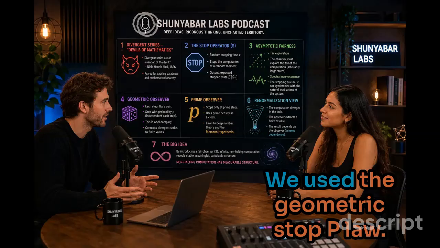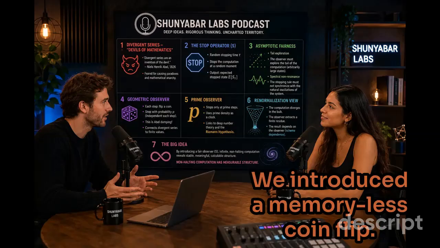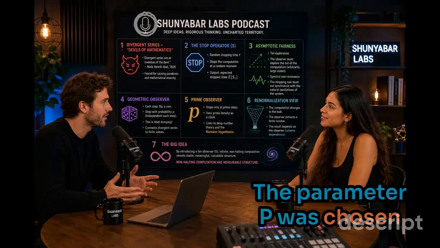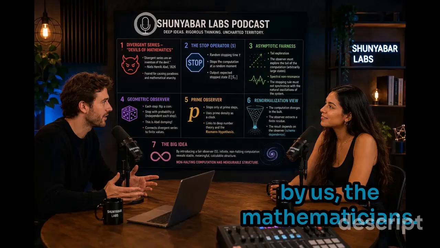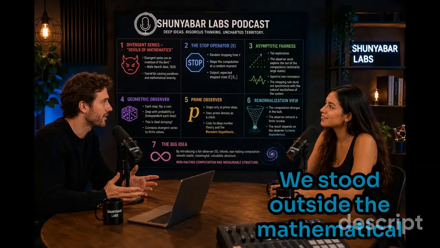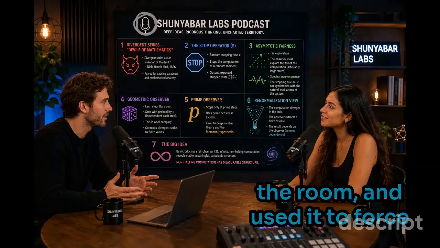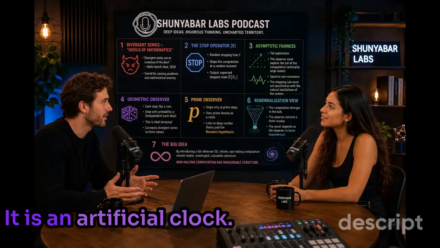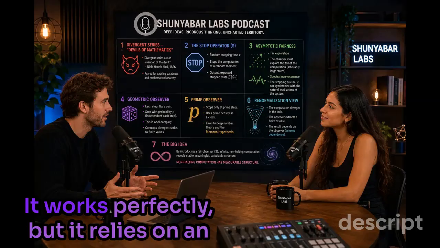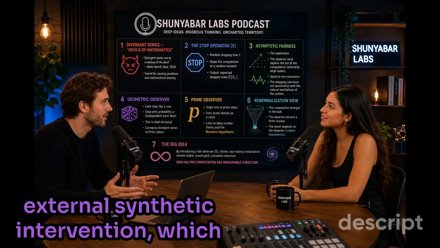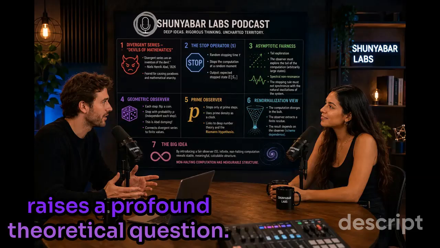A little bit. We used the geometric Stato P law. We introduced a memoryless coin flip. The parameter p was chosen by us, the mathematicians. We stood outside the mathematical universe, brought a loaded coin into the room, and used it to force the system to average out. It is an artificial clock. It works perfectly, but it relies on an external synthetic intervention, which raises a profound theoretical question.